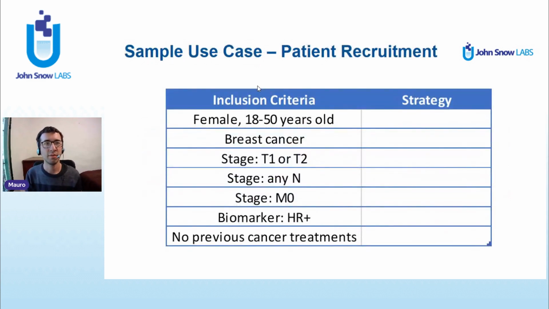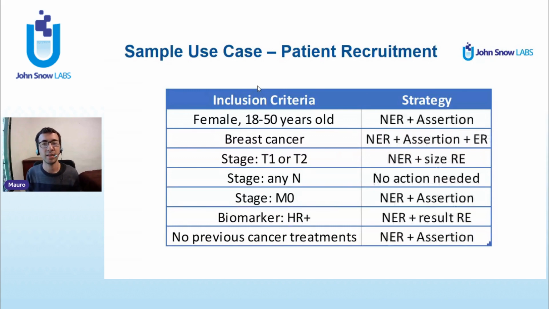Okay, so now let's talk about a use case. I just wanted to share with you something similar to what you may find in the real world and how you can approach it using our oncology-specific models. Let's imagine that we have to recruit patients for a clinical trial. In that case, you may have inclusion criteria like gender female, or an age range, and then diagnosis, no previous cancer treatments. To approach these kinds of problems, you have to think of a strategy.